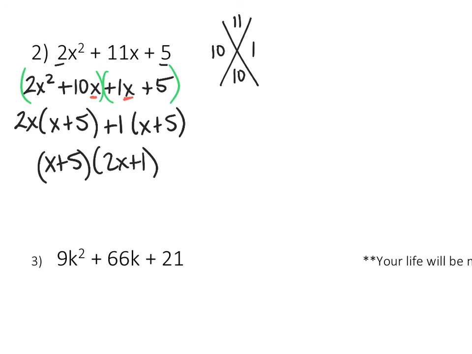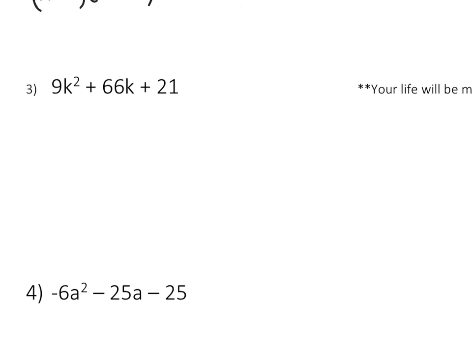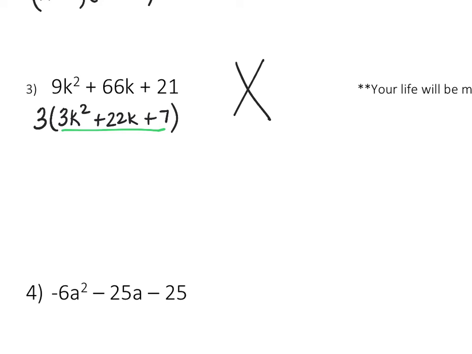All right, let's go down to number 3 here: 9k squared plus 66k plus 21. The first thing I notice is, whew, these are big numbers. So I wonder if there's something that could come out. Is there something common to all of 9, 66, and 21? Well, 3. So I could factor out a 3. Then I'll be left with 3k squared plus 22k plus 7. Now I'm going to factor this trinomial on the inside.